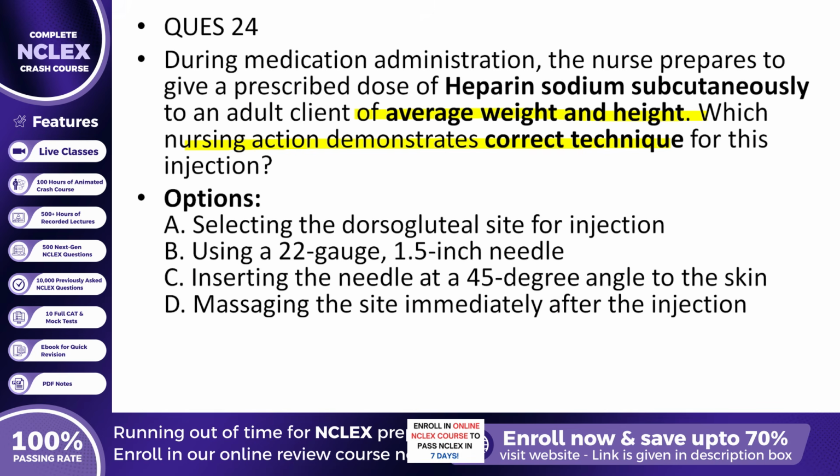Option A suggests selecting the dorsogluteal site for injection. Option B recommends using a 22-gauge, 1.5-inch needle. Option C involves inserting the needle at a 45-degree angle to the skin. And Option D advises massaging the site immediately after the injection. The correct answer is Option C, inserting the needle at a 45-degree angle to the skin.